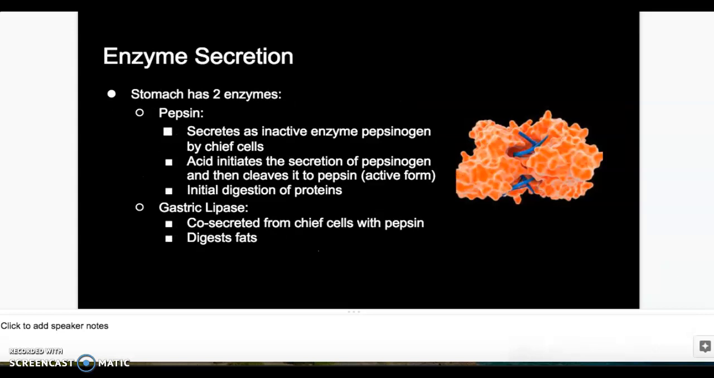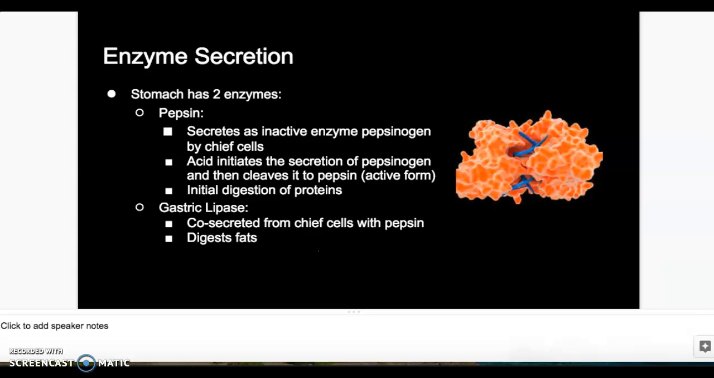The next category of secretions I'm going to talk about is the secretion of enzymes within the stomach. There are two main enzymes that take place during the gastric phase. The first one is pepsin, and the second one is gastric lipase. Pepsin is secreted as an inactive enzyme, which is known as pepsinogen, and pepsinogen is secreted by chief cells.